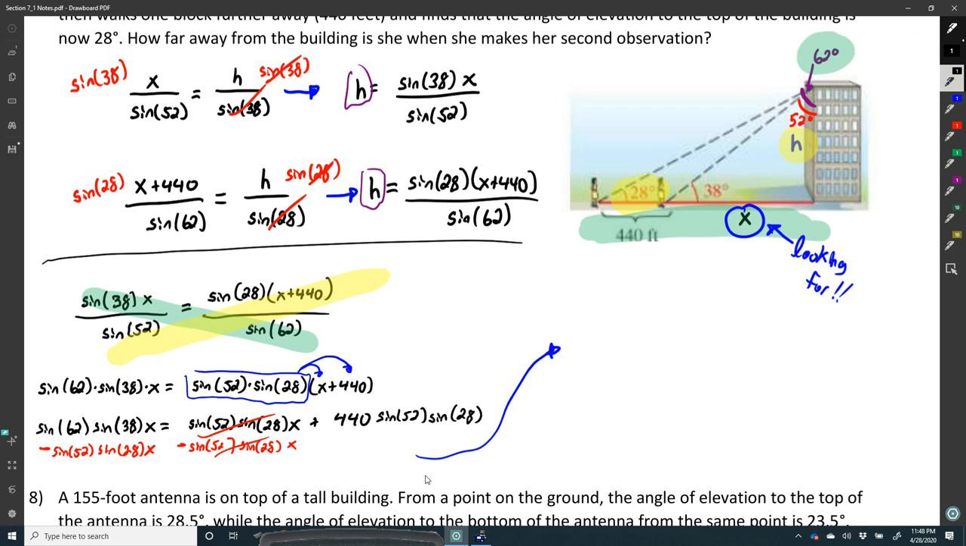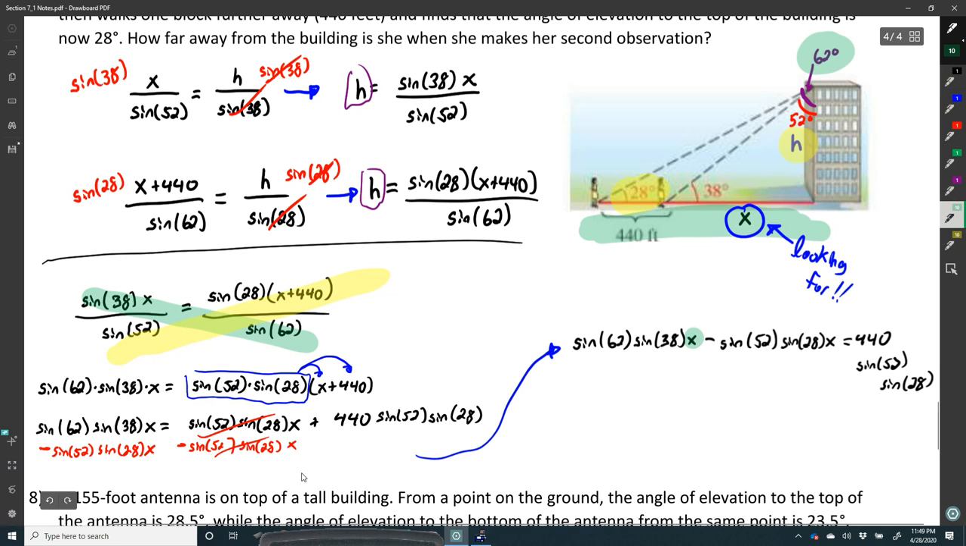So, sine of 62 sine of 38x, minus sine of 52 sine of 28x, is equal to 440 sine of 52 sine of 28. Kind of ran out of room there. Okay, but notice that these things have an x in common, which means I can factor the x out.